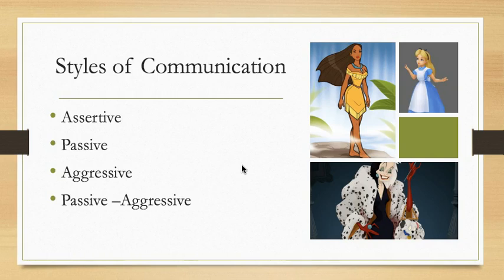Assertiveness is our goal. We want to communicate in a way that people are able to feel that they can express their ideas. We want to be direct and honest, and we want to do it in an appropriate way that doesn't infringe on other people's rights. I think the other few are pretty self-explanatory.